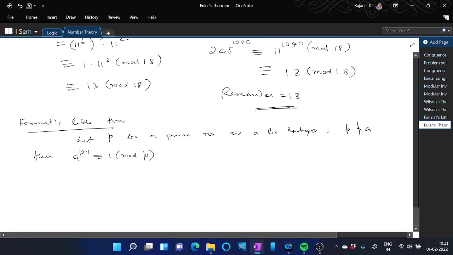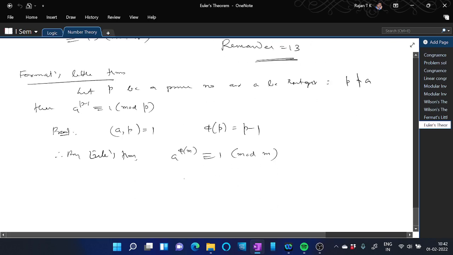So here we are using the situation of Euler's theorem. Here P is a number such that gcd of A and P equal to 1, or A and P are relatively prime, and phi P is, since P is a prime number, phi P is P minus 1, and therefore by Euler's theorem A raised to phi m is congruent to 1 mod m. So here A raised to P minus 1, phi P is P minus 1, is congruent to 1 mod P. So Fermat's little theorem is a special case of Euler's theorem.